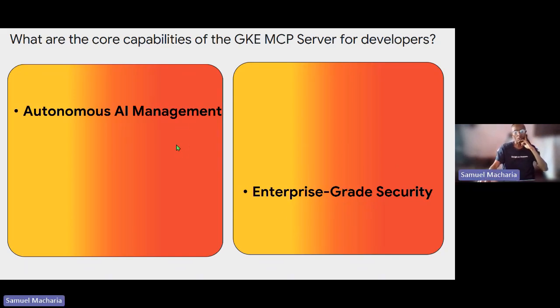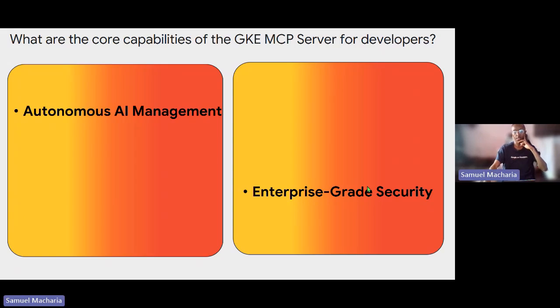So what are some of the core capabilities of the GKE MCP server for developers? Number one is the autonomous AI management. Antigravity CLI gives AI agents the ability to directly inspect, monitor, and also manage GKE clusters and Kubernetes infrastructure without needing manual platform engineering intervention.